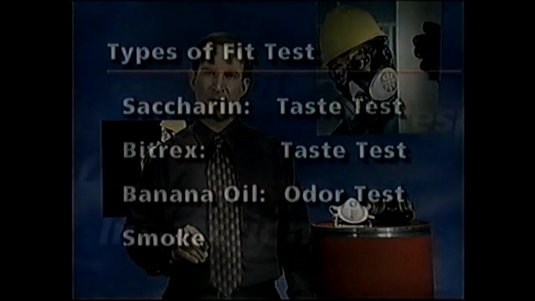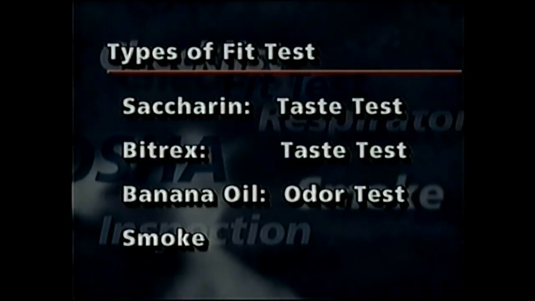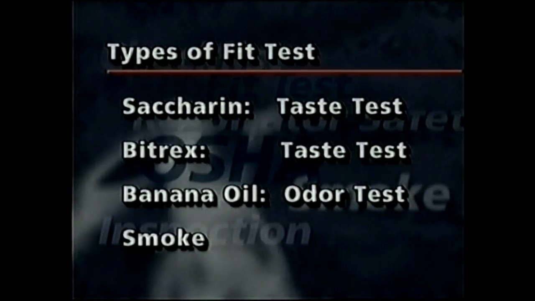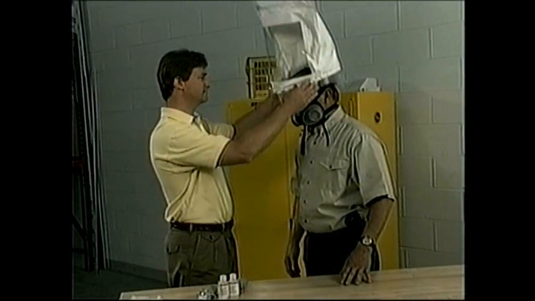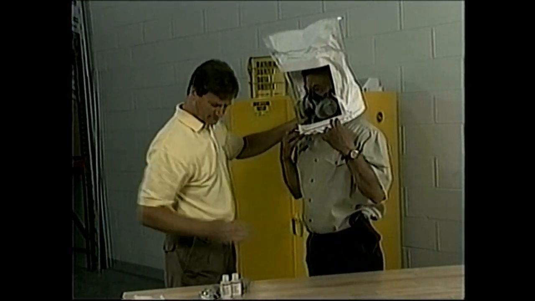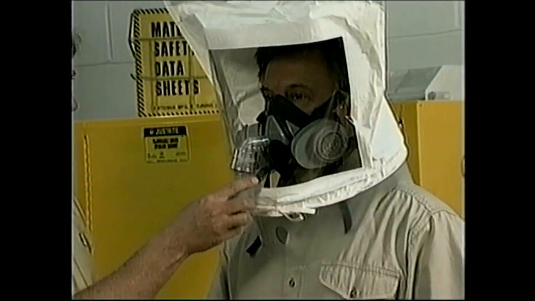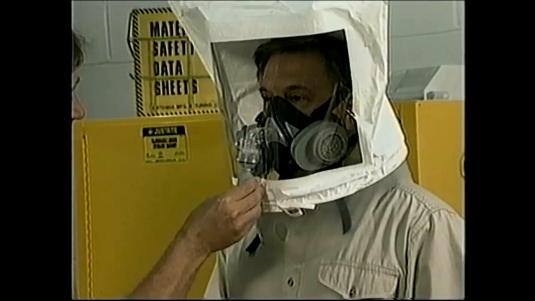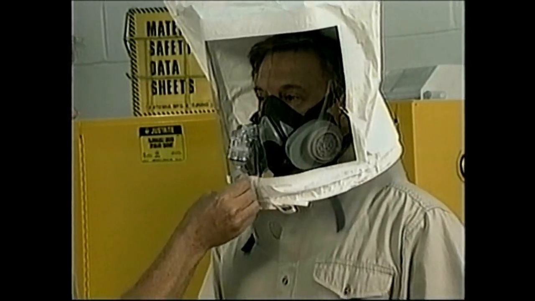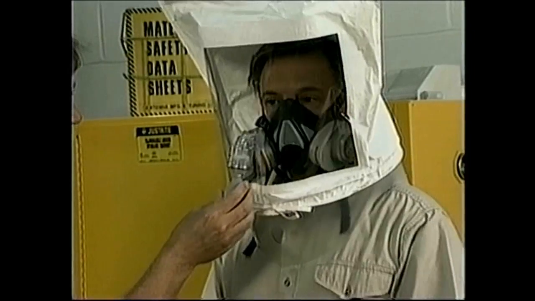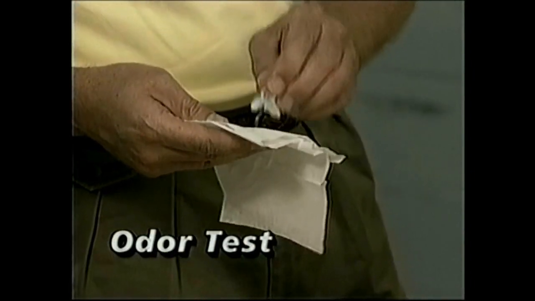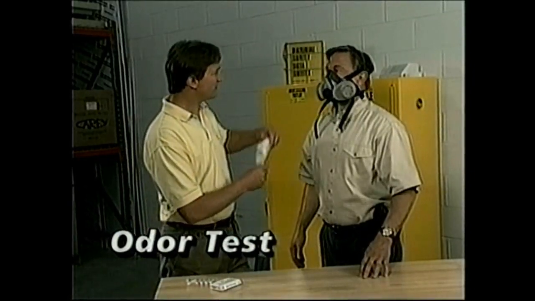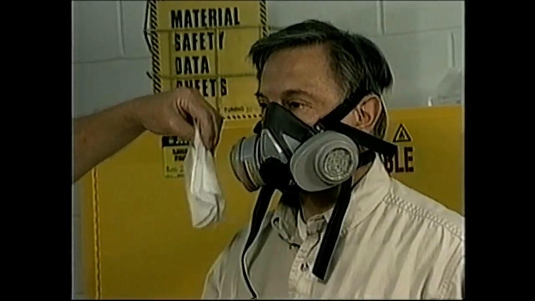One of OSHA's requirements for all of these respirators is that once a year employees undergo an annual fit test. The saccharin, Bitrex, and banana oil tests use your senses of taste or smell to measure the effectiveness of your respirator. Once the respirator is securely on your face, a nebulizer is used to spray either saccharin or Bitrex. If you can taste or smell these substances, there is a leak and your respirator will need to be adjusted or repaired. For the odor test, banana oil is put on a paper towel. If you can smell the oil, there is a leak, and adjustments or repairs must be made.